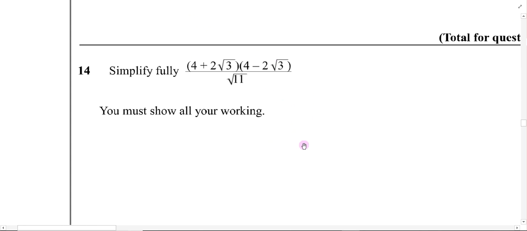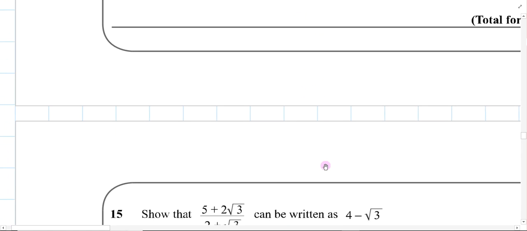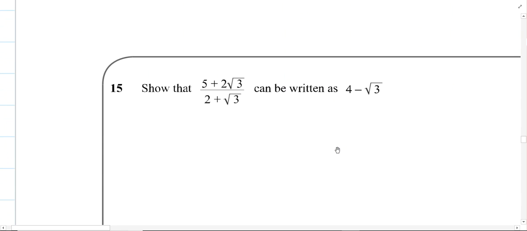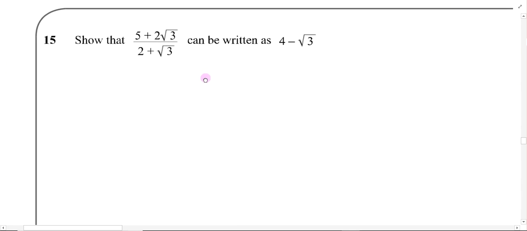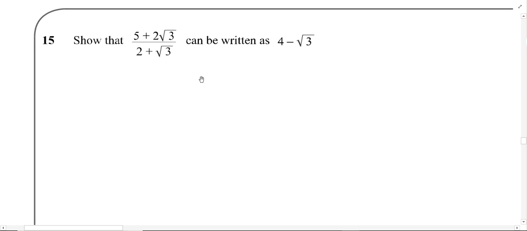So this one, 27, is 3 cubed. Right, this one is the tricky thing: 2 plus root 3. You might think, no, we don't multiply by root 3. But that's what I'm getting to now.